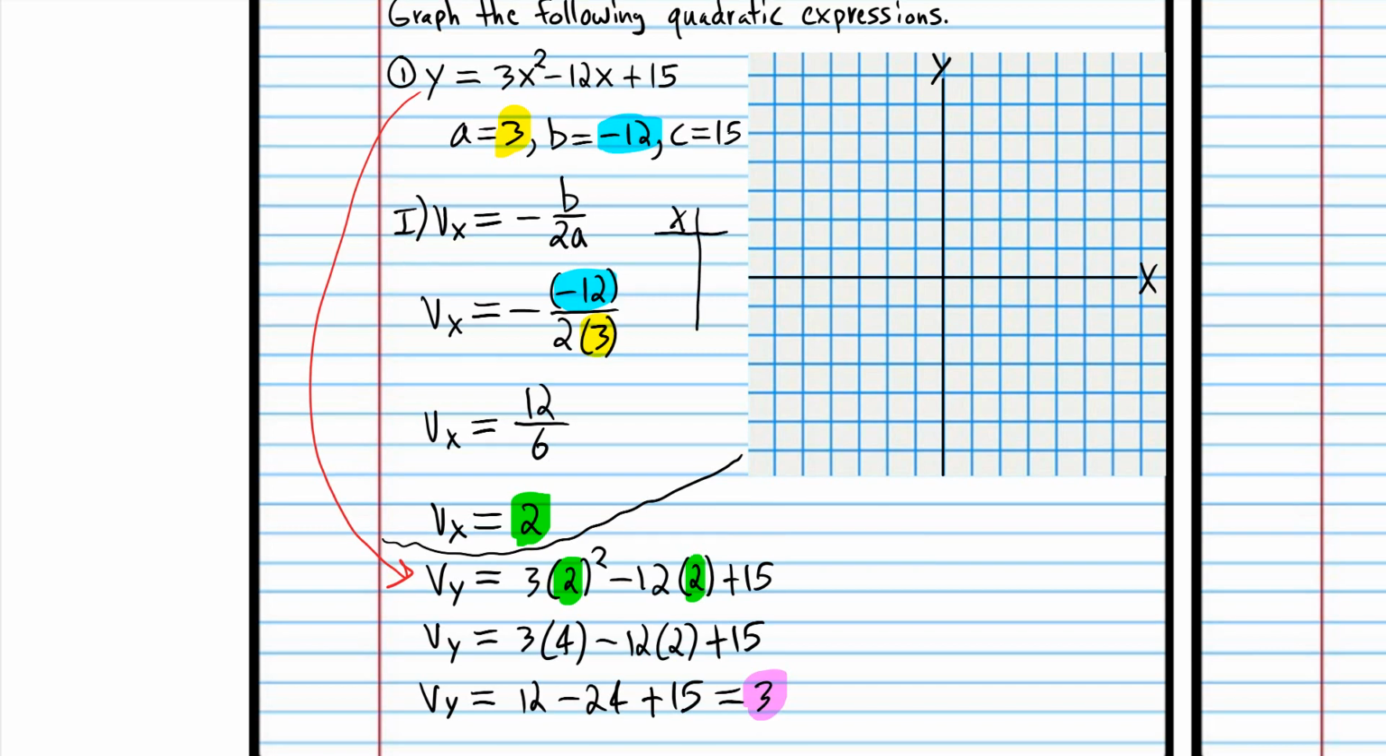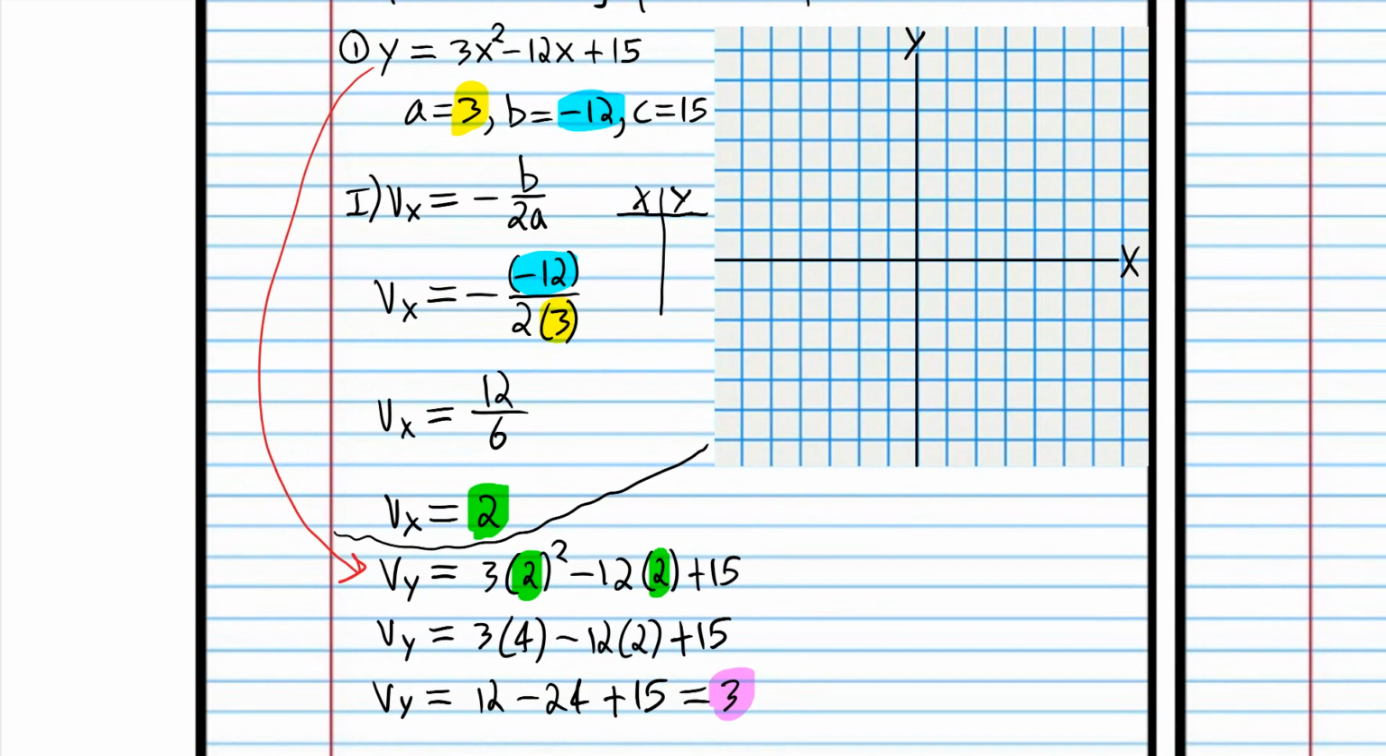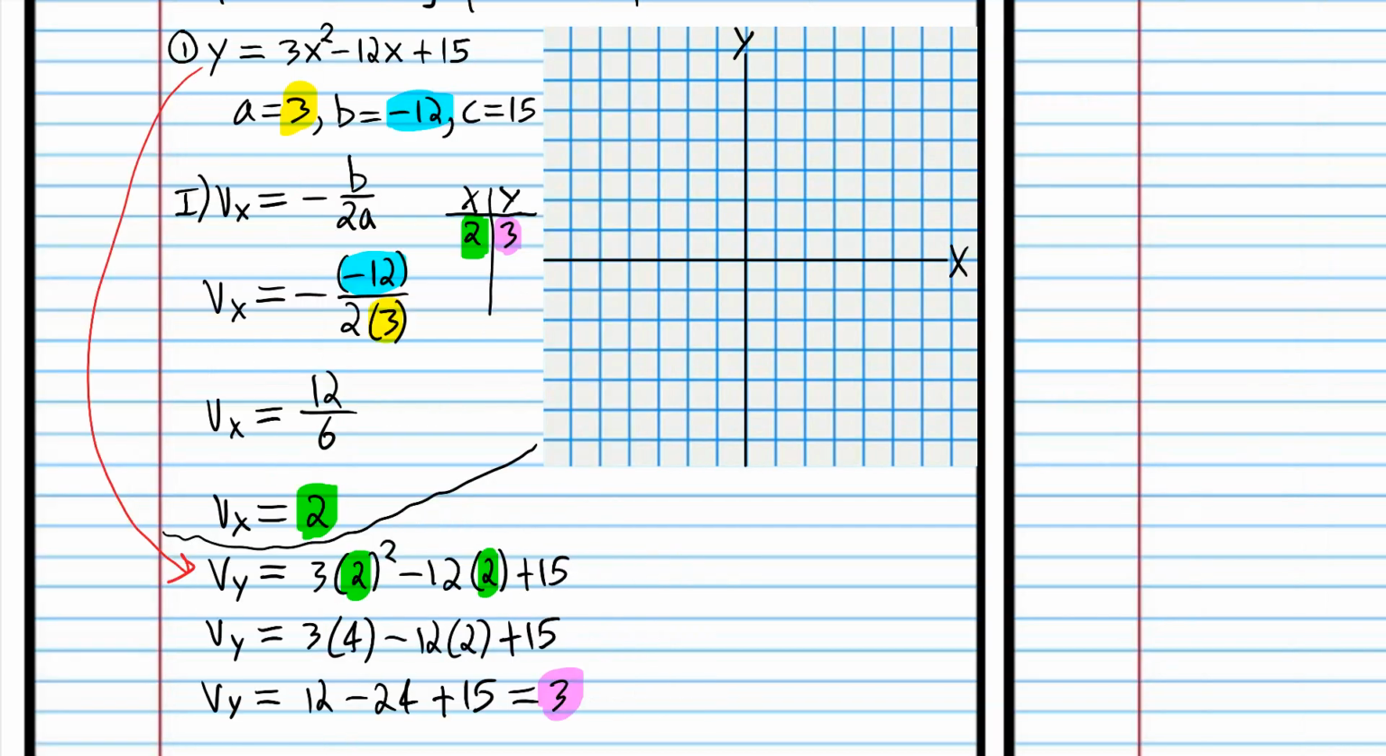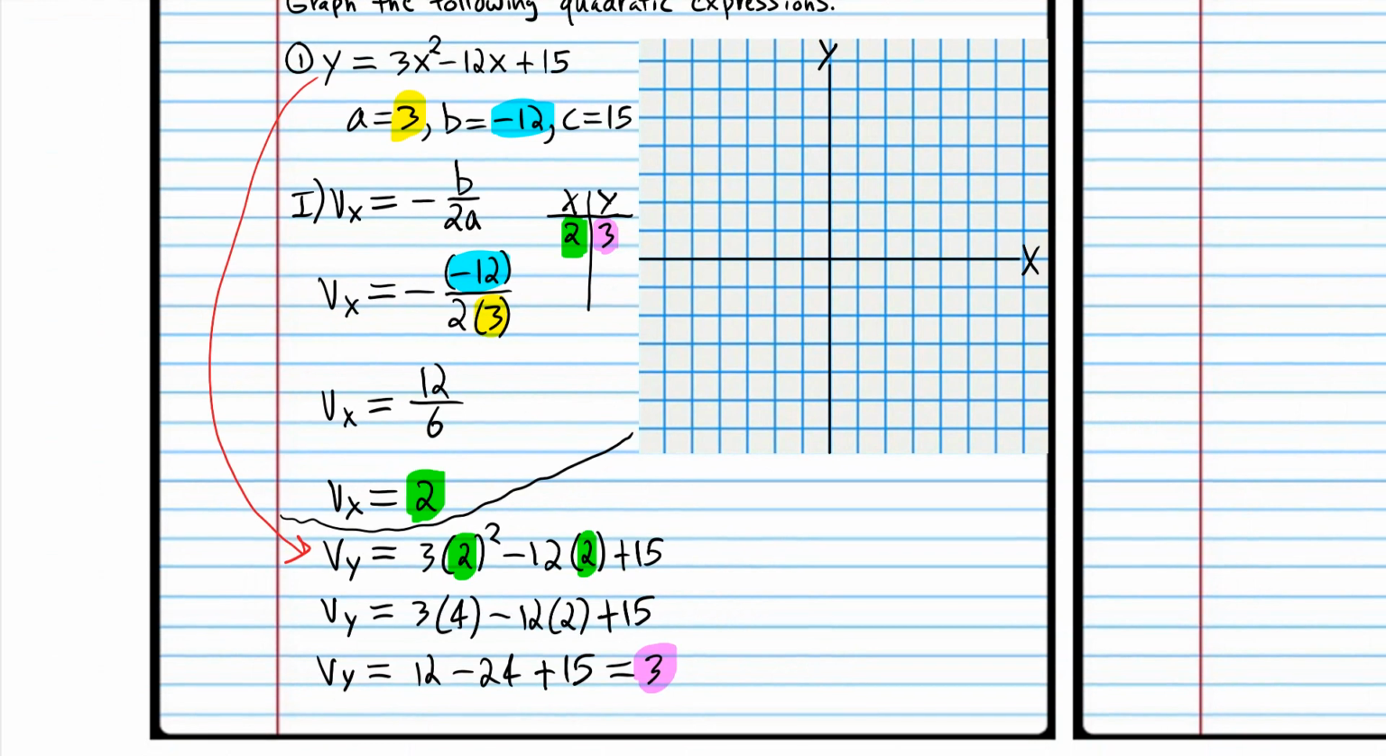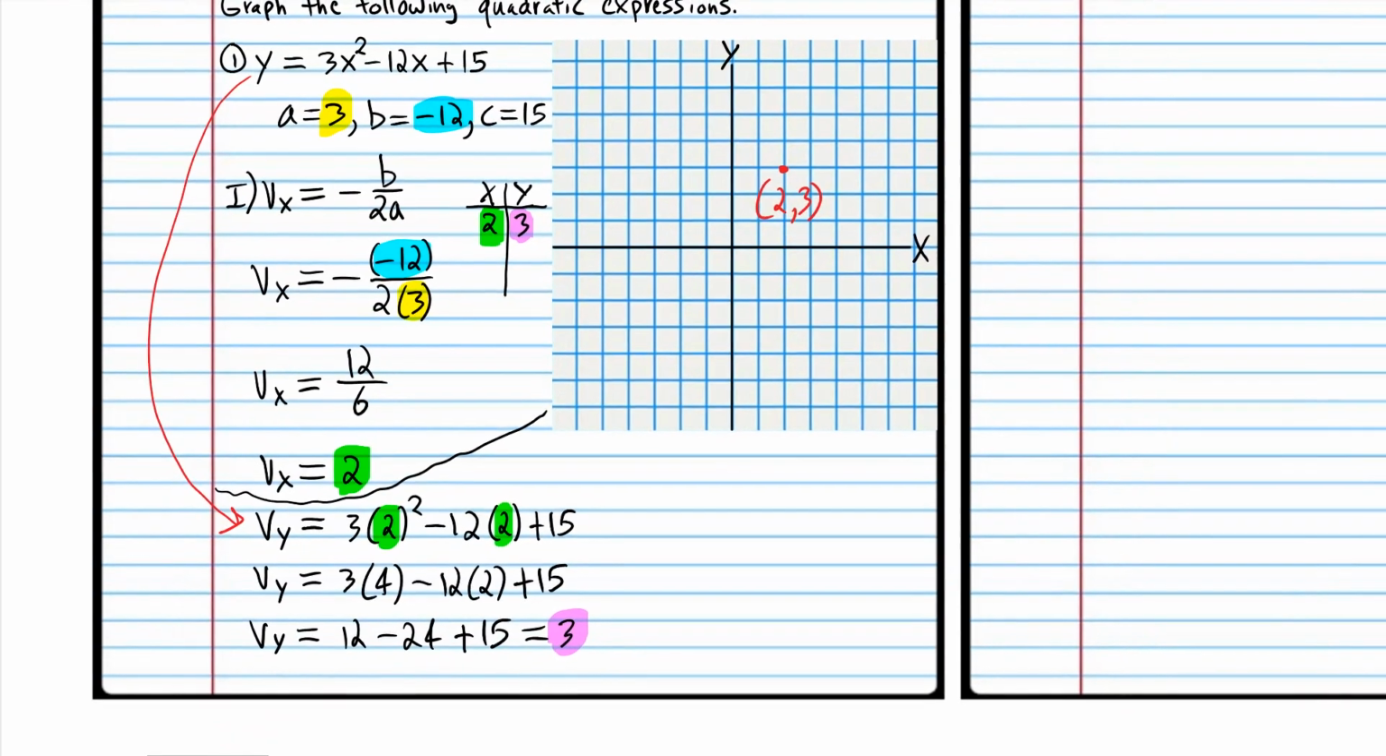So now we're going to write a table. That's why we reviewed plotting points and putting those coordinates in the table. So now we have 2, 3 is the first point. That's the vertex point. So let's go ahead and plot that. We're going to go out 1, 2, and up 3. 1, 2, 3. Now we can go ahead and label that, show those coordinates. And at this point, we're going to go to step 2.